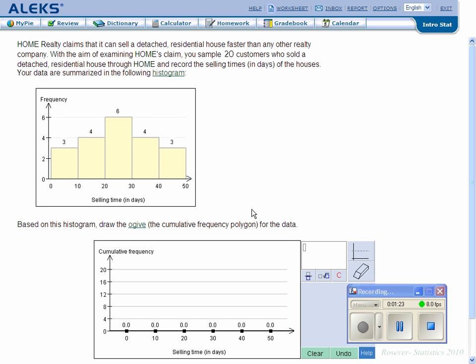Okay, so the question is, how do we make this OGIV? Well, it's quite simple. You see this goes from 0 to 20, and we have 20 people. By the end of the 50 days, all the houses were sold. So 100%, all 20 were sold by day 50. Day 0, none were sold, so I'm not going to change that. I'm going to leave it where it's at. But by day 10, we had 3 sold. Now this isn't a percent. If it was a percent, I'd have to change that to 0.15 if it was going from 0 to 1.00, but it's not. It's just doing the cumulative frequency.